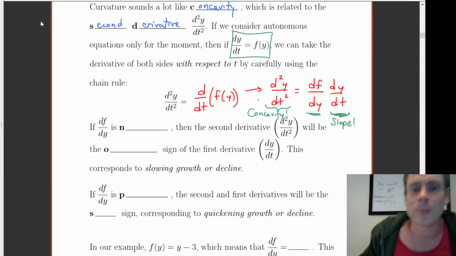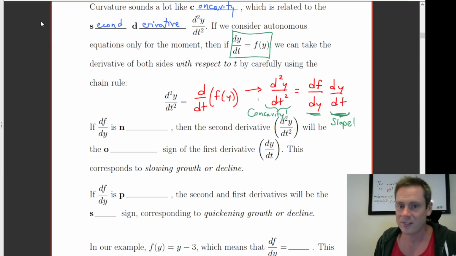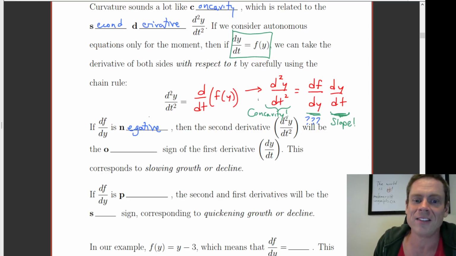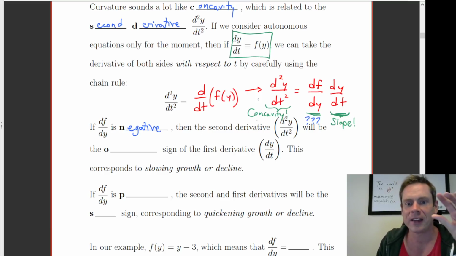So let's go through this case by case. There are two, and it's honestly not that bad, but we have to think carefully. If df dy is negative, so this is the question, this is going to connect these two things. Where this is negative, I want us to think about that for a second. If df dy is negative, then I basically have that the concavity on the left-hand side here and the slope over here must be opposite signs, okay?